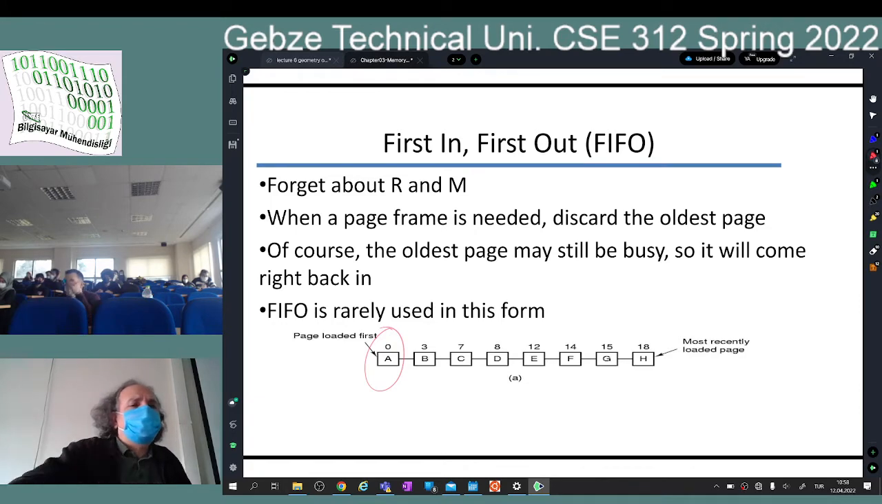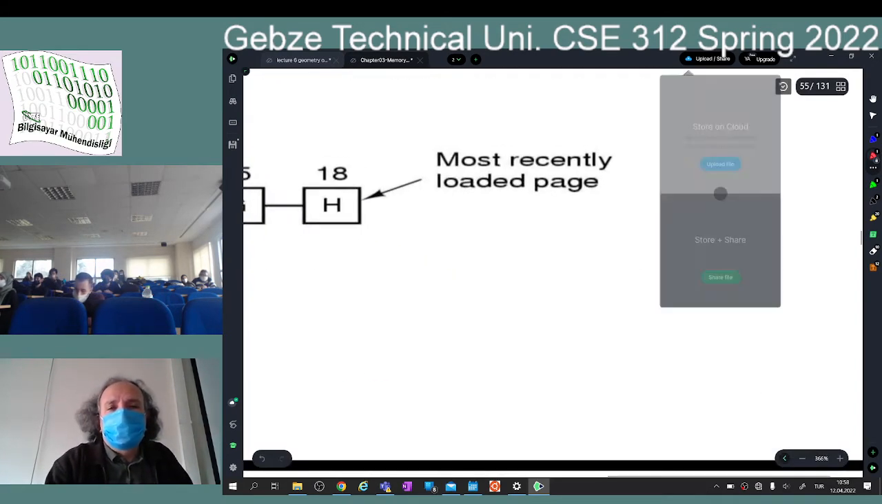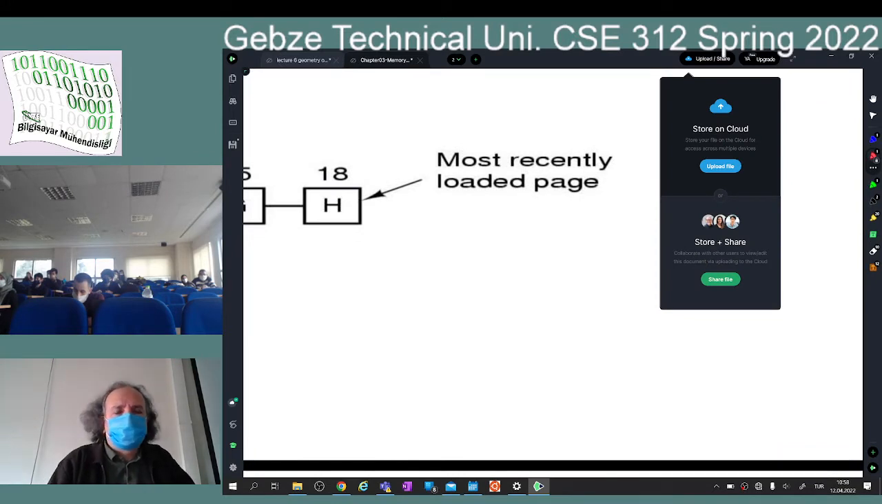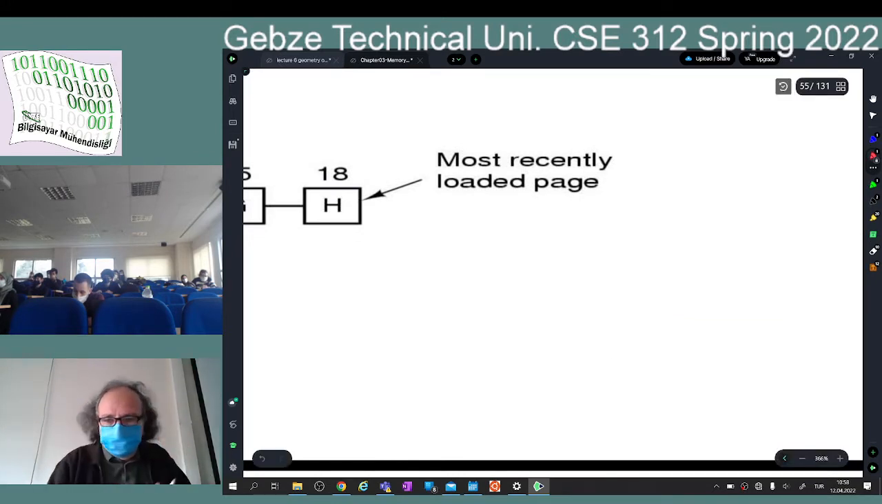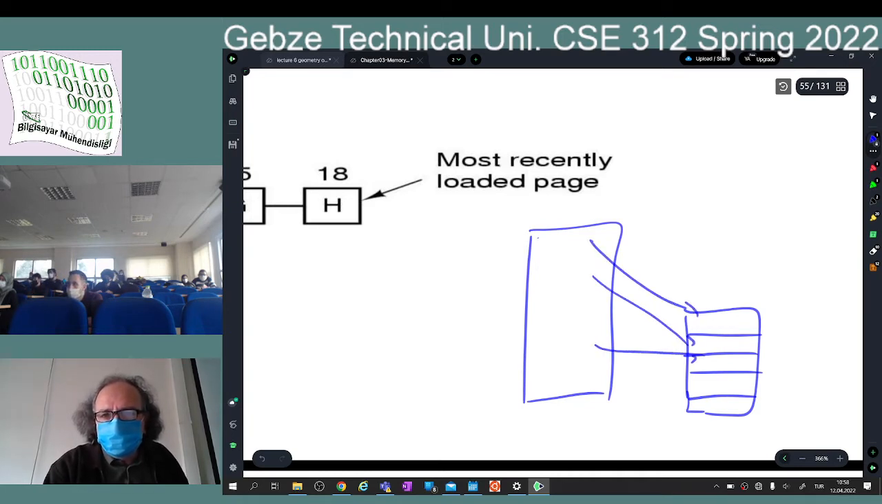Okay, this one says forget about R and M bits. Don't use them. When a page frame is needed, discard the oldest page. How do I know which one is oldest? I will keep them in a linked list. Remember, this is my page table. This is my physical pages, and I have links like these, and these are pages one by one.